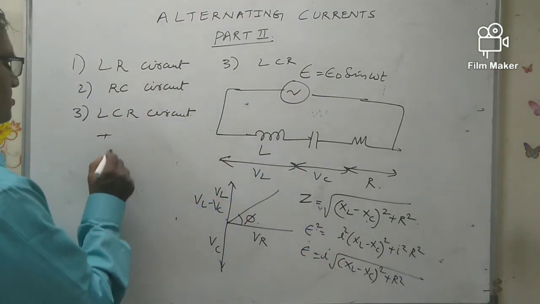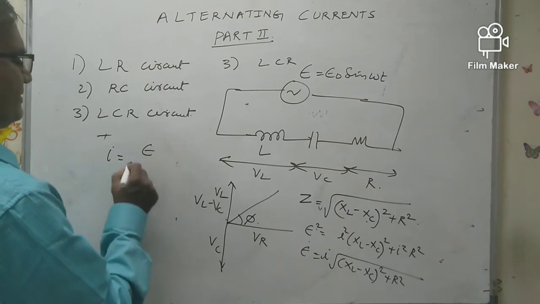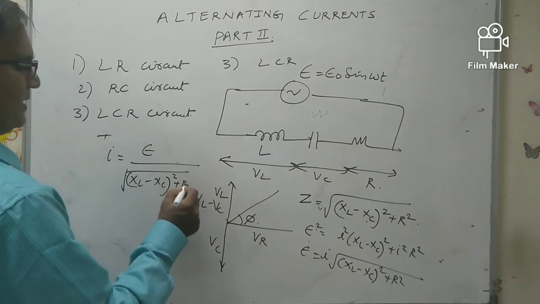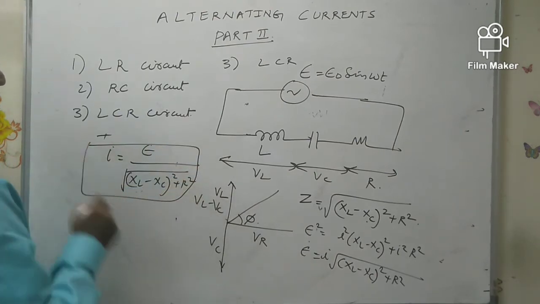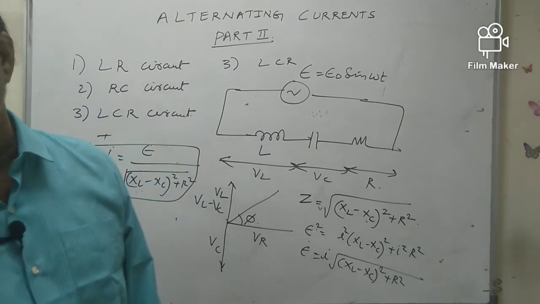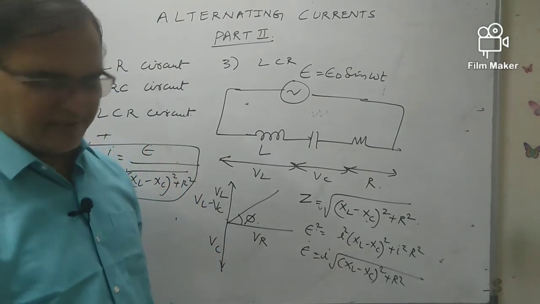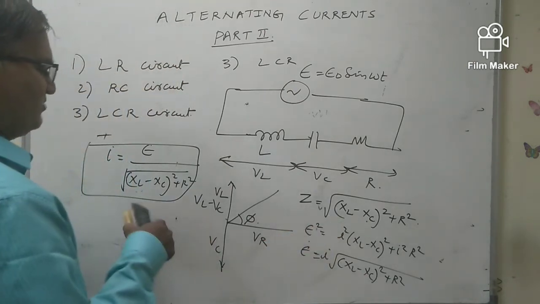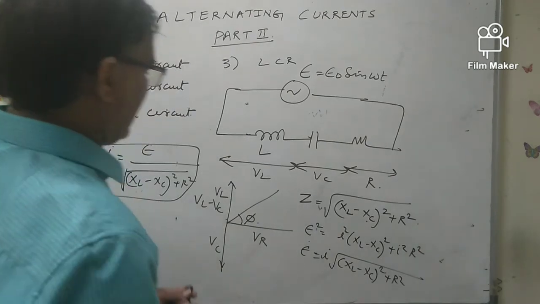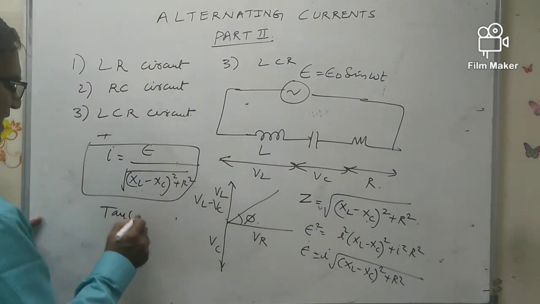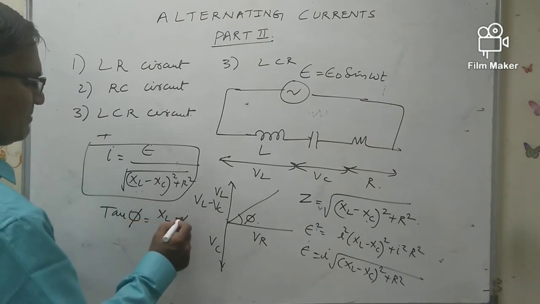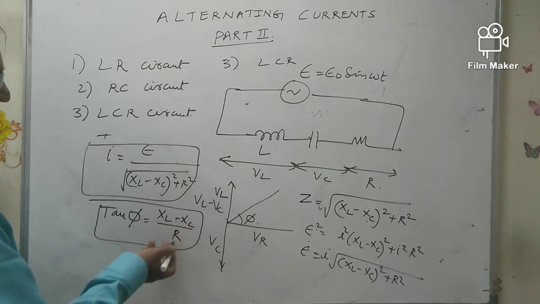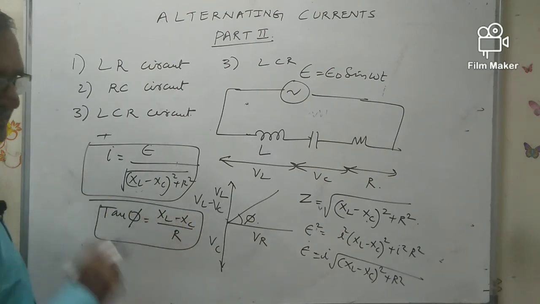Now I is equal to E by root over XL minus XC whole square plus R square. This is the formula, and Z is the impedance of the circuit. This is about the equation, and for the phase angle, tan phi is equal to XL minus XC by R, because I is getting cancelled: I into XL minus I into XC by I into R, the I cancels.